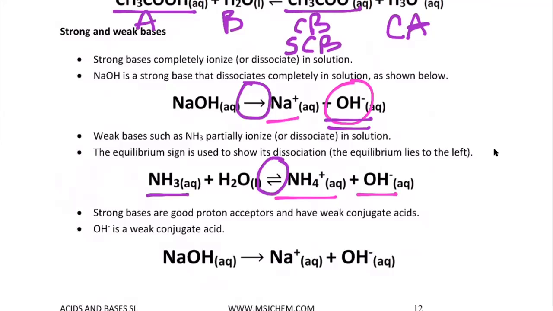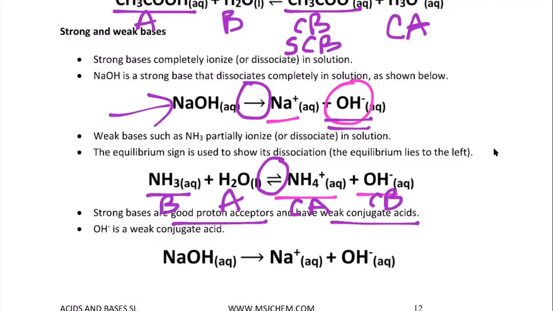So here's NH3, ammonia, that's my base. And so here it's accepted a proton, so that's the conjugate acid, the NH4+. And so water in this case is acting like the acid, so the hydroxide ion is the conjugate base, okay? Strong bases are good proton acceptors. So strong bases like sodium hydroxide up here, they really want to accept another proton, okay? And so their conjugate acids are weak.